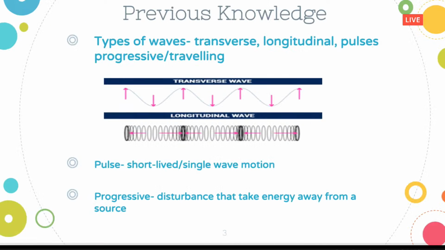Now, before we get into today's lesson, there are some things that you need to know. So, if you don't know it already, I'll just demonstrate briefly. First of all, you need to know that there are different types of waves. Now, these include transverse waves, longitudinal waves, pulses, and progressive or traveling waves. Now, I'd like to demonstrate each of these wave types.